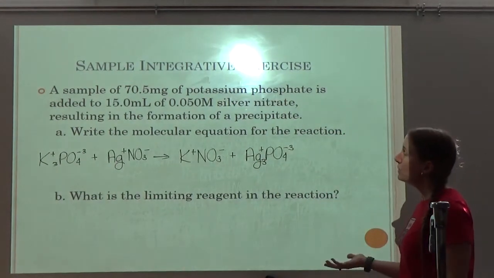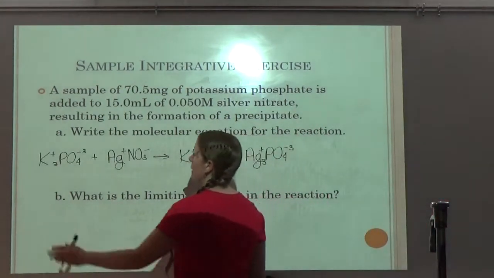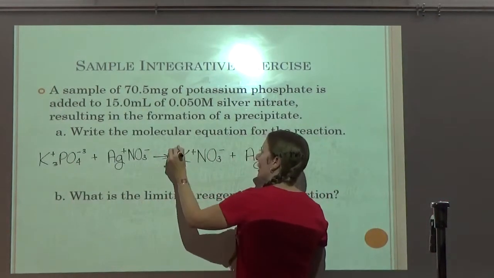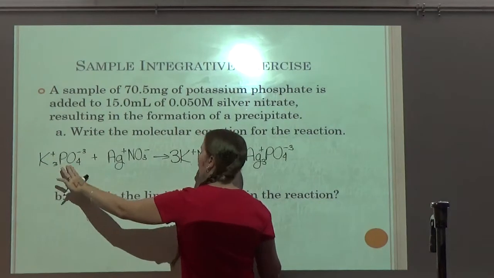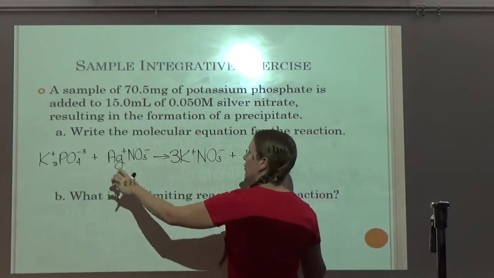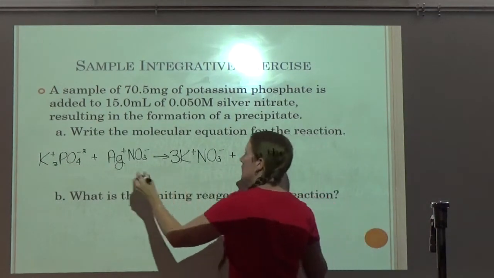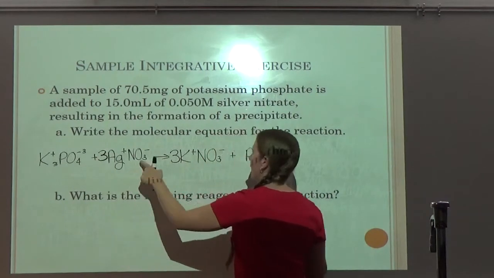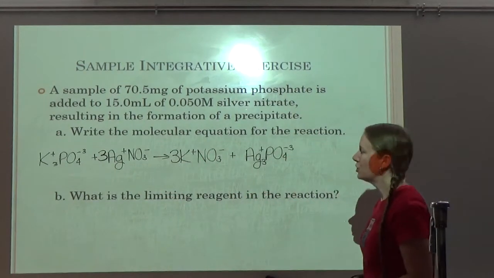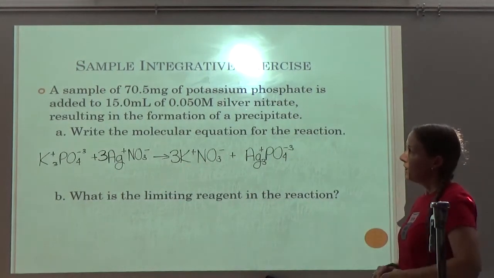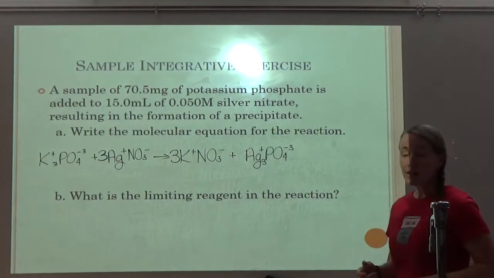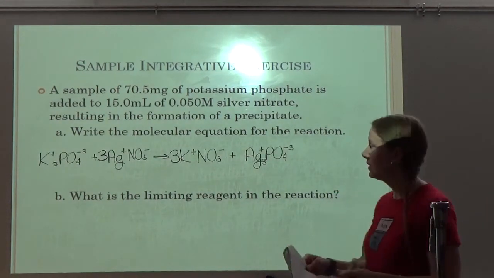And so next we are going to balance our reaction. I have 3 Ks, here I only have 1, so I need a 3. I have a phosphate, 1 silver, 3 silver, so I need a 3. 3 nitrates, 3 nitrates, just like that. All right. So, next part.